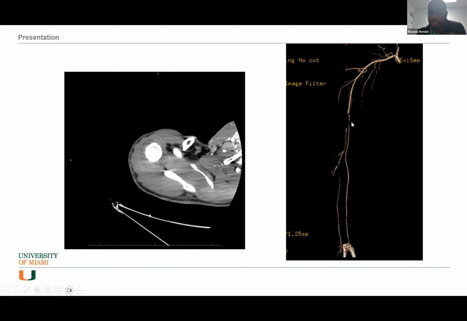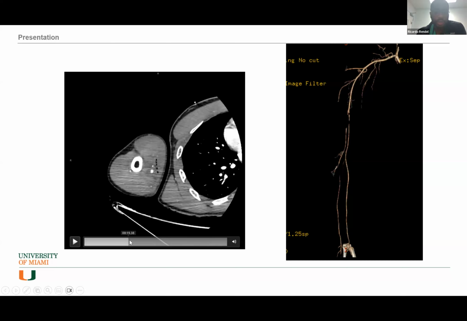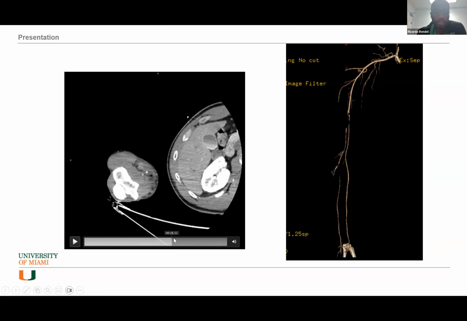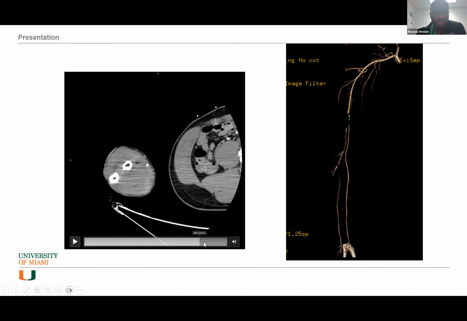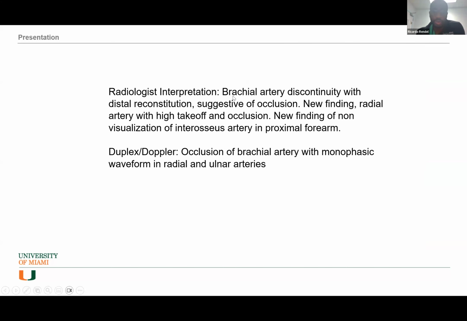And so this is a 3D reconstruction of the CTA where you can see this large segment injury here to the brachial artery. And then this is the repeat CTA with the runs through. As you can see, the brachial artery loses some opacification, then reconstitutes, and then it goes all the way down. This time the radiologist read it as brachial artery discontinuity with distal reconstitution, suggestive of an occlusion. They had a new finding of a high radial artery takeoff. And then the duplex was very similar. It was reading that there was an occlusion of the brachial artery.